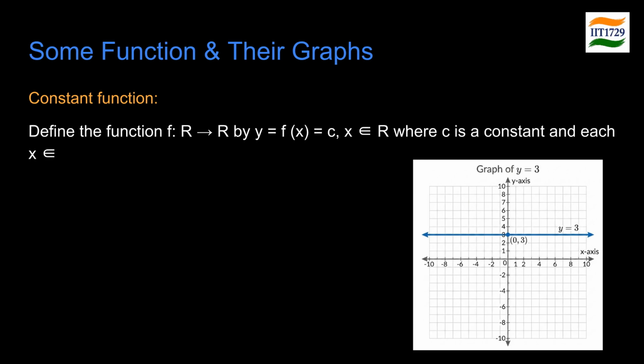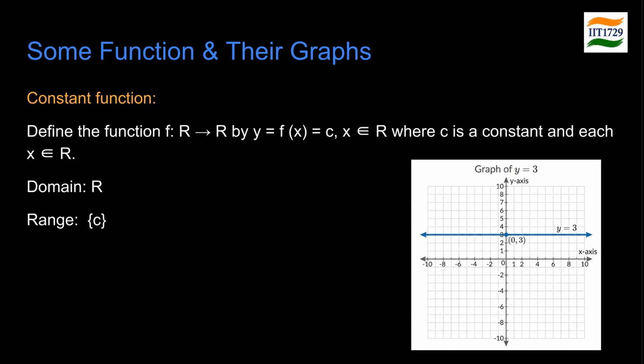Next is the constant function, defined as f of x equals c, where c is a constant. The domain is the set of all real numbers, while the range is simply the set containing only the constant c. For example, f of x equals 3. Its domain will be real numbers, and range will be 3.